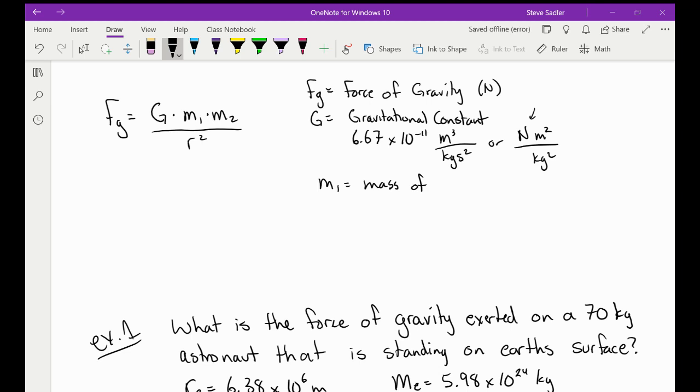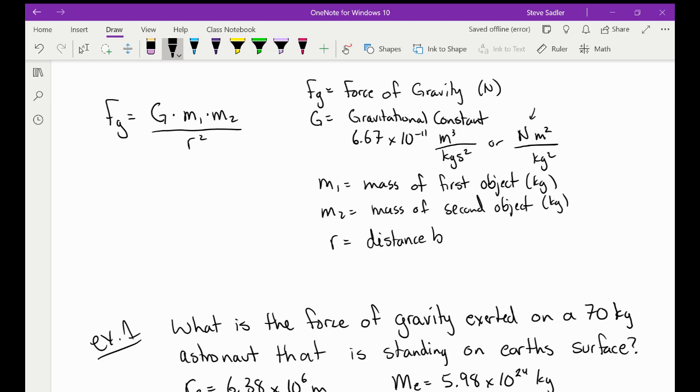M1 is mass of first object, and obviously that's in kilograms. M2 is mass of second object. That's also in kilograms. And R is the distance between the masses. And that's the center of the masses. And you can see R is squared.